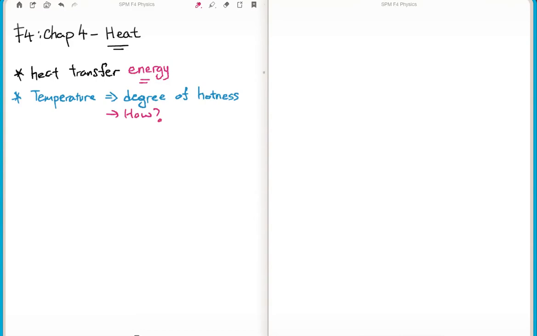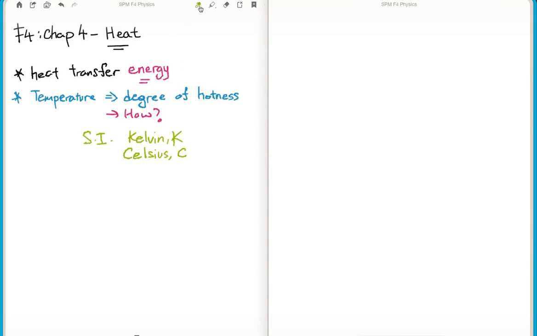So temperature. To measure that, the SI unit would be Kelvin, capital K, Kelvin, or in some cases, we'll be using Celsius, capital C. Alright?